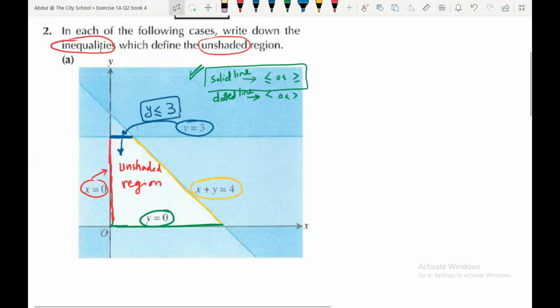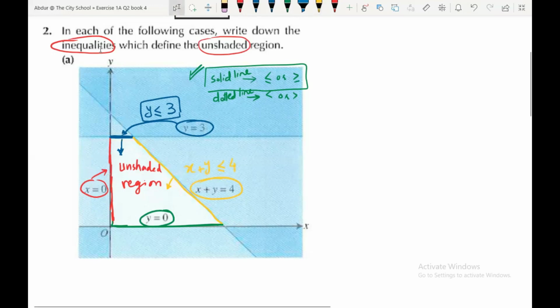Now for the yellow line, the unshaded region is also below the yellow line. When the unshaded region is below the line, replace the equality sign with less than or equal to. So the inequality will be x plus y less than or equal to 4.